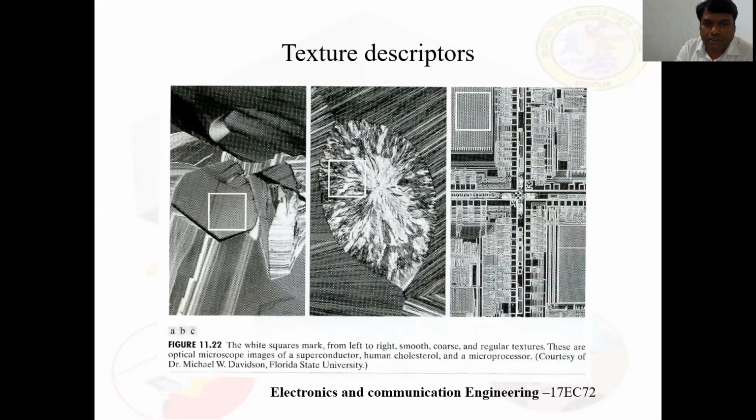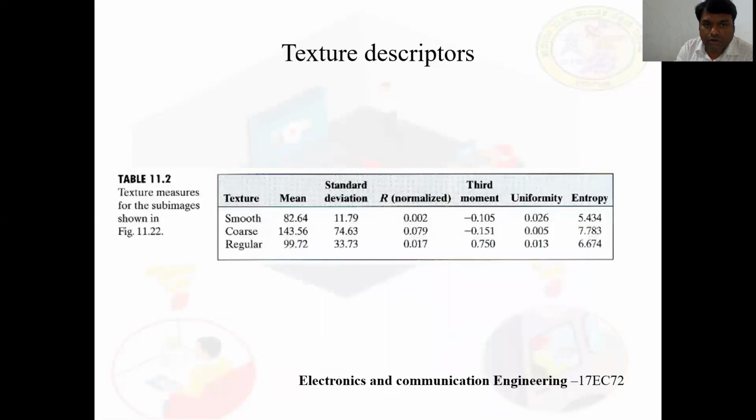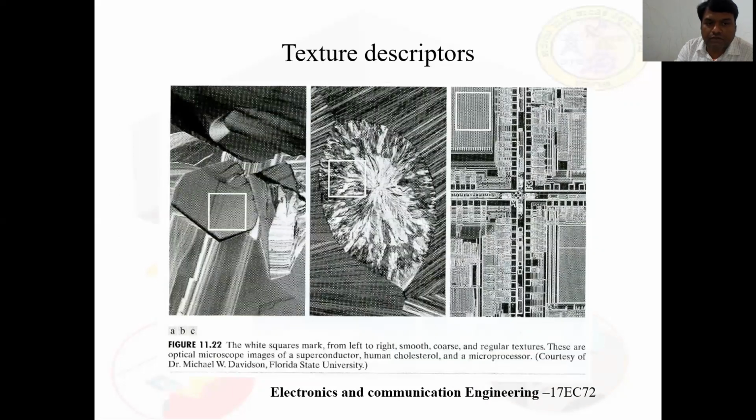Texture descriptors. The white square marks, from left to right, smooth, coarse and regular textures. These are optical microscope images of a superconductor, human cholesterol and a microprocessor. Texture measures for the subimages shown in the previous figure.